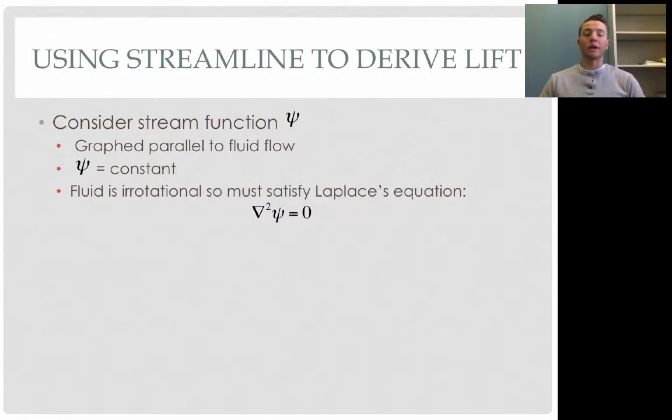So now we're going to use this streamline, or a stream function, to derive our equation for lift. Again, we're talking about methods for solving partial differential equations here. So we're going to assume that our stream function psi is graphed parallel to fluid flow, and psi is going to be equal to some constant. We're talking constant fluid flow again.